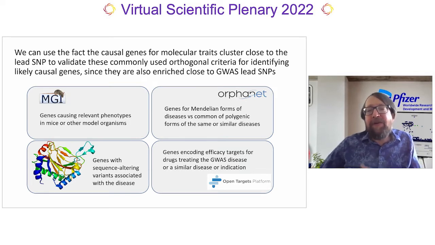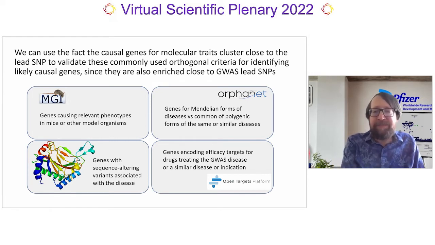And these are orthologous features that we tend to use, but they also are features that cluster close to GWAS SNPs. And so since we know that causal genes from the pQTL work tend to cluster at those GWAS SNPs, the fact that these other types of genes also clustered near GWAS SNPs gives greater confidence that these are in fact features that we can use to help annotate or identify the true causal genes.